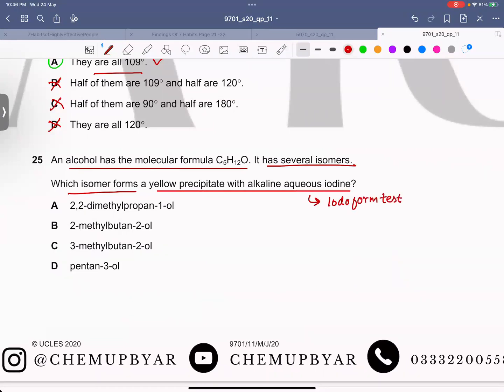And for iodoform, those alcohols which have a CH3 bonded to a carbon having an OH group, a hydrogen, and on the fourth side there can be an alkyl chain or hydrogen, anything. If this structure is present in the alcohol, then that alcohol would give this test positive. If the alcohol has this structure, then a yellow precipitate would form.